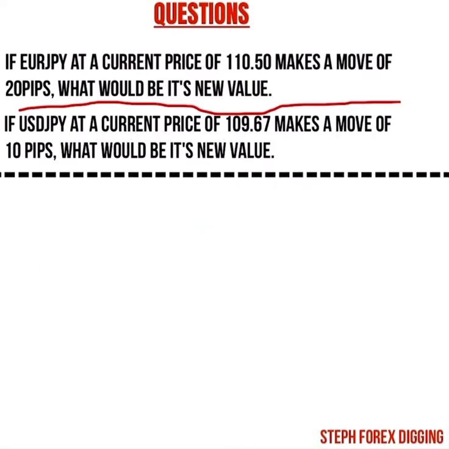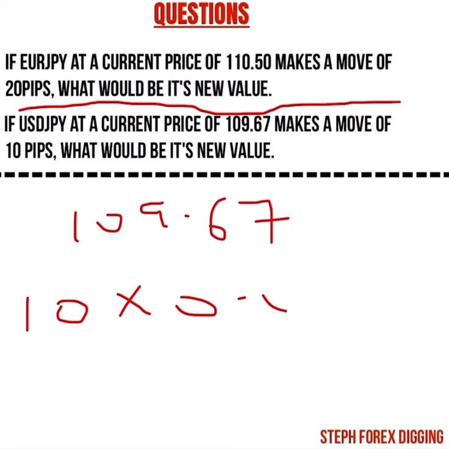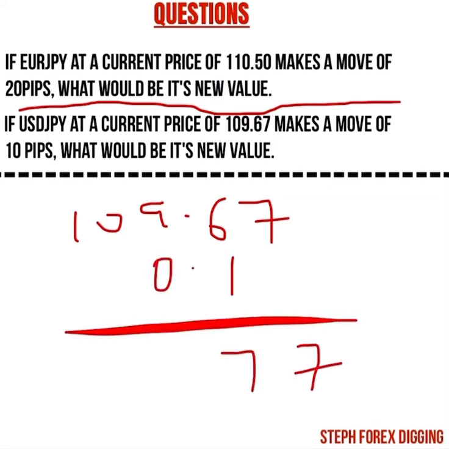The next question says, if the USD JPY is at a current price of 109.67 and makes a movement of 10 pips, what would be its new value? So simple, we just do as usual, 10 times 0.01, which leaves us with 0.1. Then we'll bring 0.1 here, which now leaves us with 109.77 as the new value.